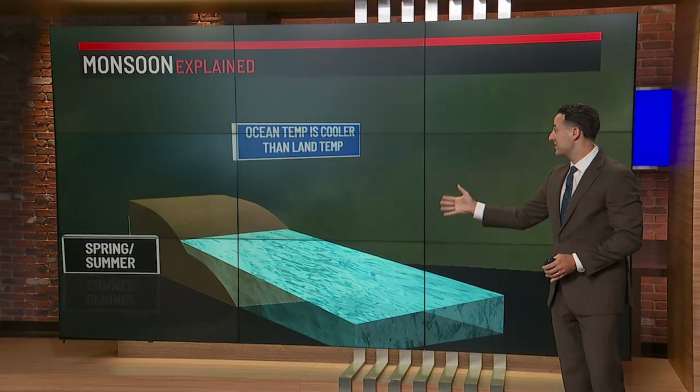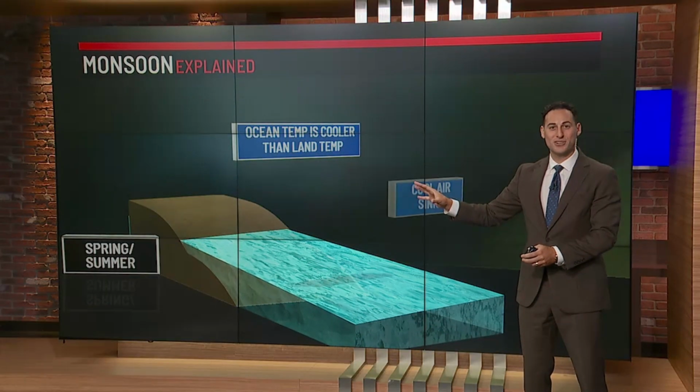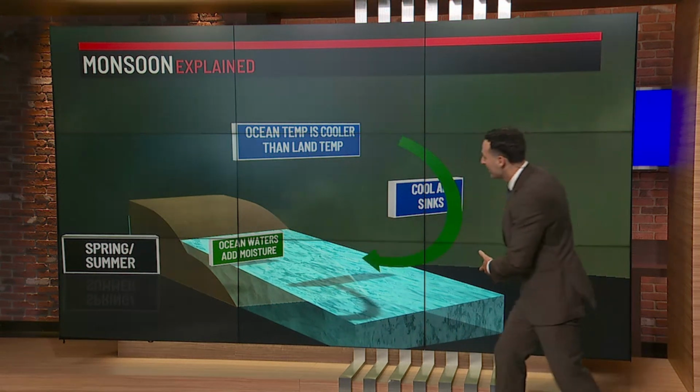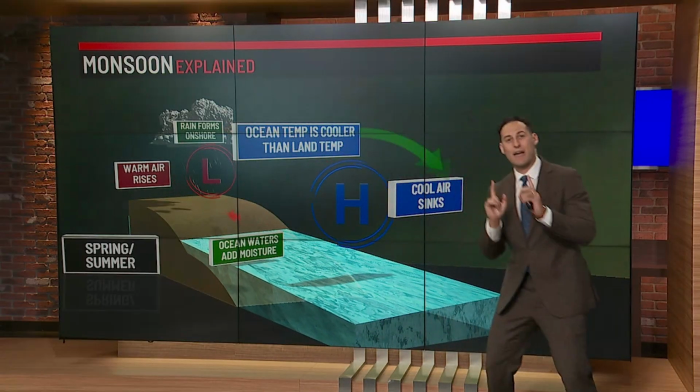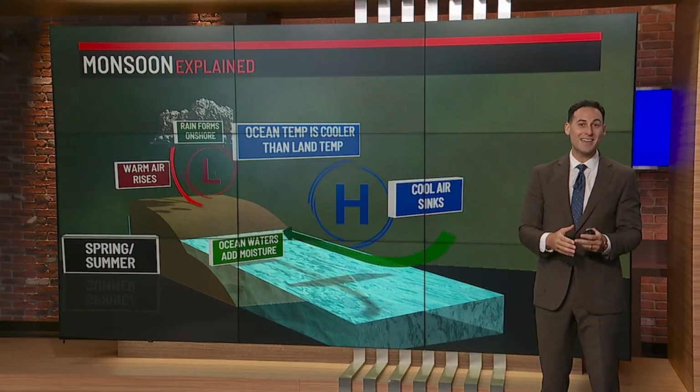Now, in the summer season, ocean temperatures become relatively cooler than the land temperature. This starts a reversal of that flow. The cool air sinks over the ocean. It adds moisture to the air as it goes towards land. It starts to rise on land, and that rising air is where rain forms. So rain forms on land during these warmer months. That's our monsoon.